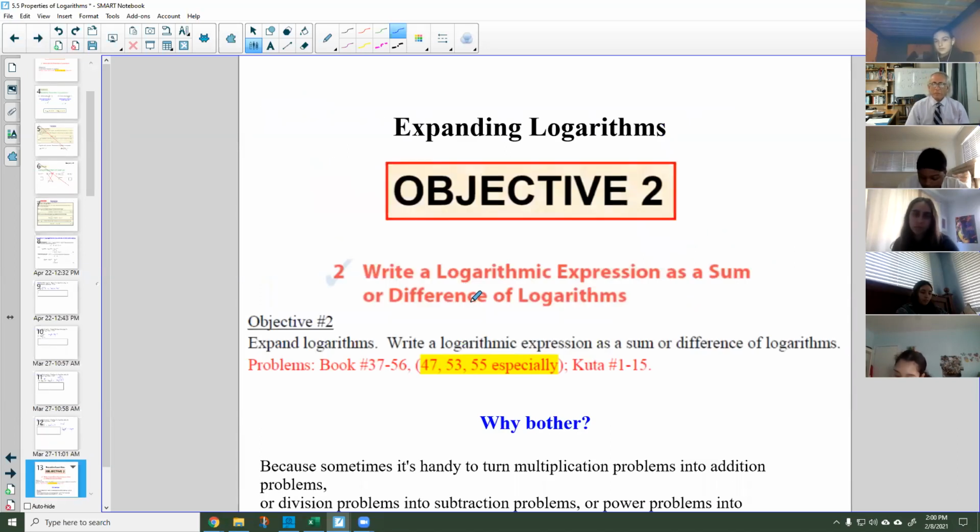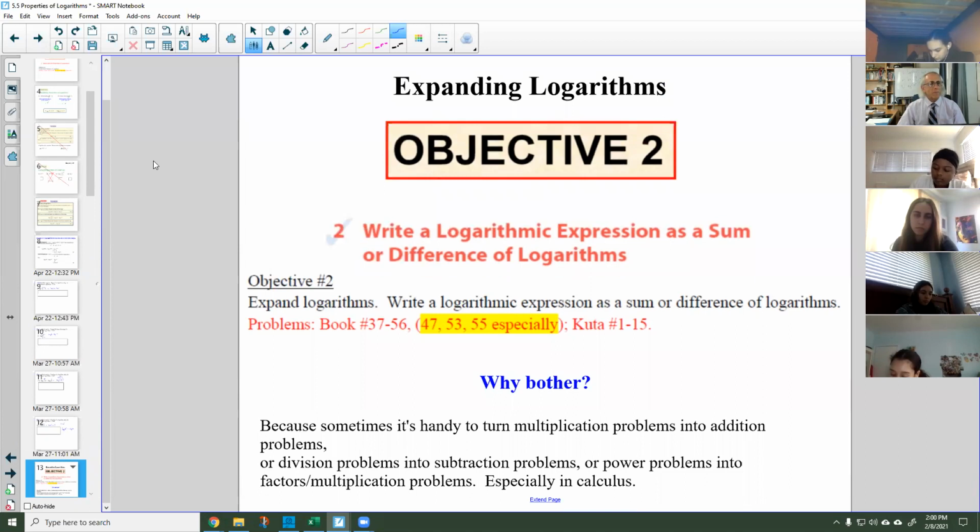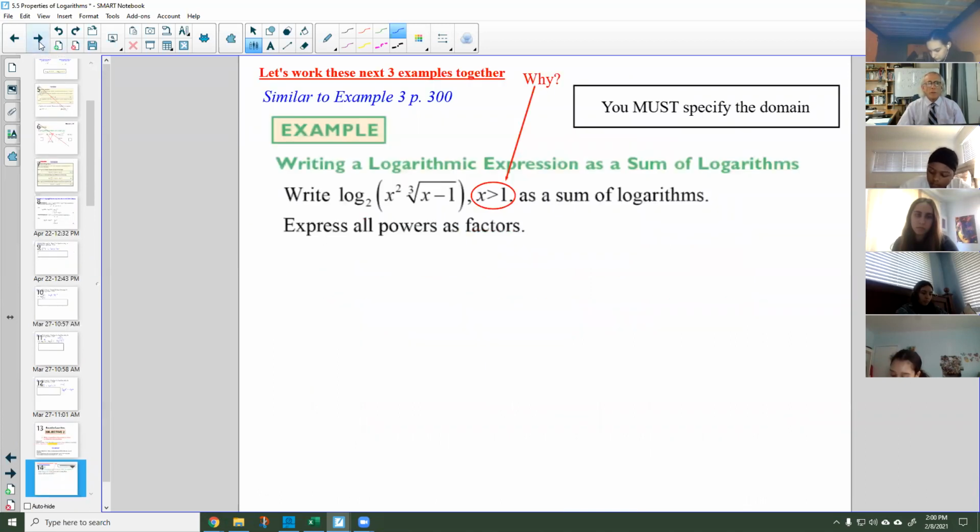Well, so we're going to do a little bit more work now on expanding logarithms, okay? So we'll work some of these together. Now, I have here a single log. This is a log base 2, and it's one log, and it has a rather complex argument. Everybody agree that that's a rather complex argument? I say it's a rather complex argument.